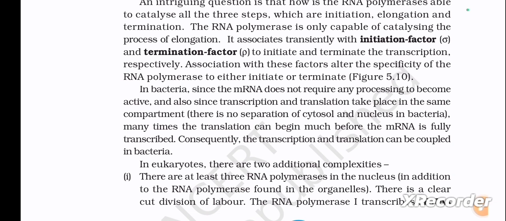In bacteria, the mRNA does not require any processing to become active, and transcription and translation take place in the same compartment, since there is no separation of cytosol and nucleus in bacteria. Many times the translation can begin much before the mRNA is fully transcribed. Consequently, transcription and translation can be coupled in bacteria.